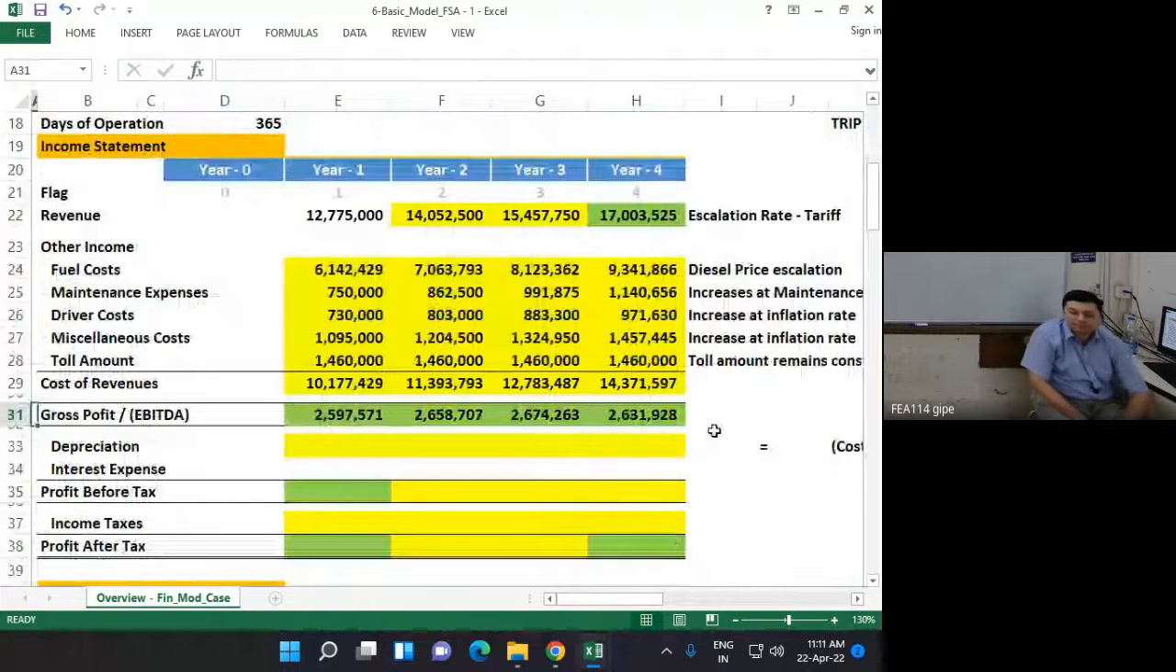Okay. Gross profit, is it matching? Everyone? Correct. So from the third, fourth year onwards, profit has started declining because fuel is eating into my revenue growth. Correct.